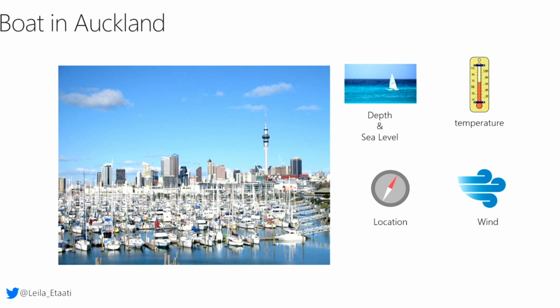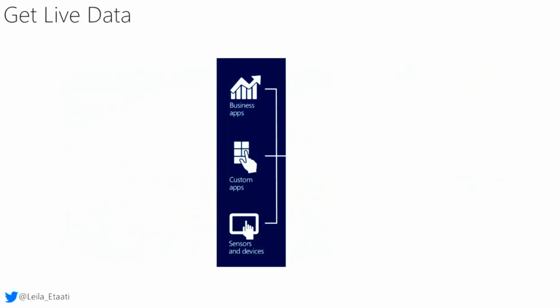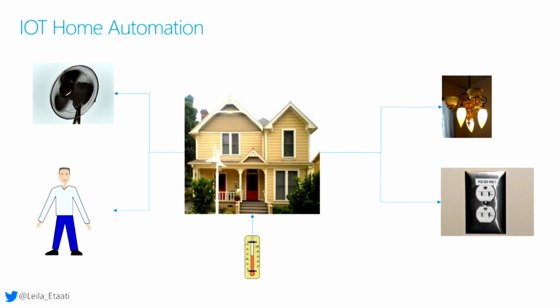So for example, they are at home and they want to see what's the sea level, what's the wind and the temperature. So yeah, the first step for IoT is to get the data from a sensor. So sometimes we just want to get data. For example, just check the weather situation.